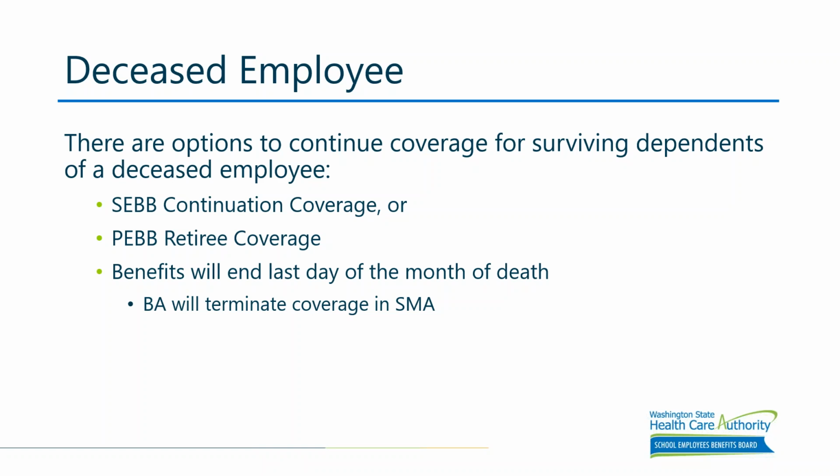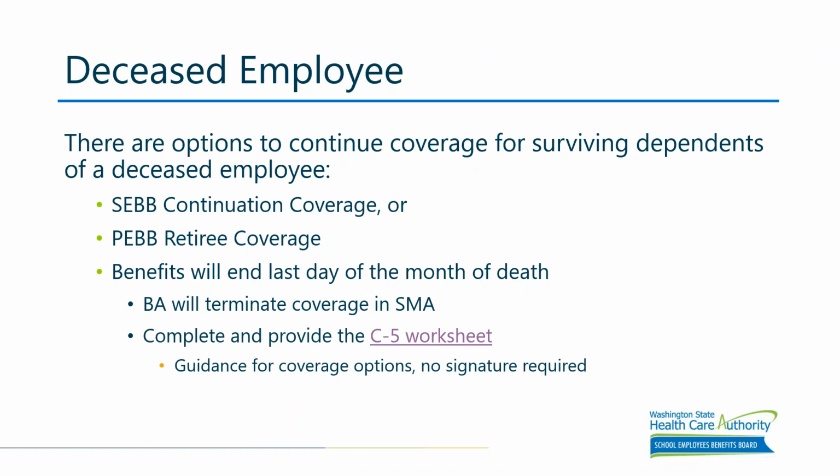So benefits will end the last day of the month of death. You will need to terminate the coverage for that employee in SEBB My Account. And you'll want to complete and provide the C5 worksheet. It's really guidance for those coverage options to the surviving dependents. Again, there's no signature required, but it is really helpful for them to see what their options are. So let's just take a quick look at that C5 worksheet.